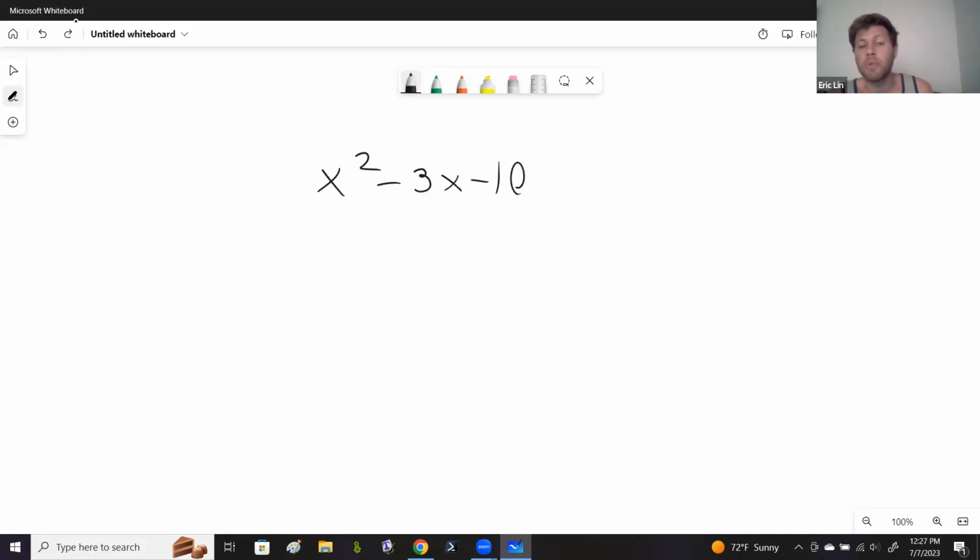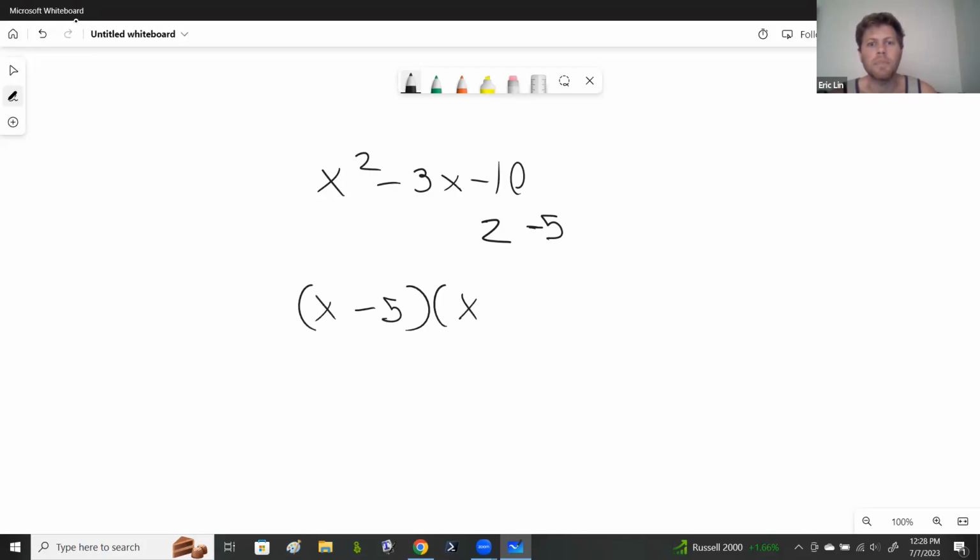So I need to find two numbers that add to -3, but multiply to -10. So I'm going to look at the factors of 10. And the obvious one that jumps out to me is 2 and 5. And I know that 5 is the one that needs to be negative to give me that -3 term. So let's see, 2 plus -5 is in fact -3. 2 times -5 is in fact -10. So I know that this factors down into x minus 5, x plus 2. And for those of you wondering, it is just as correct to write these the other way around.